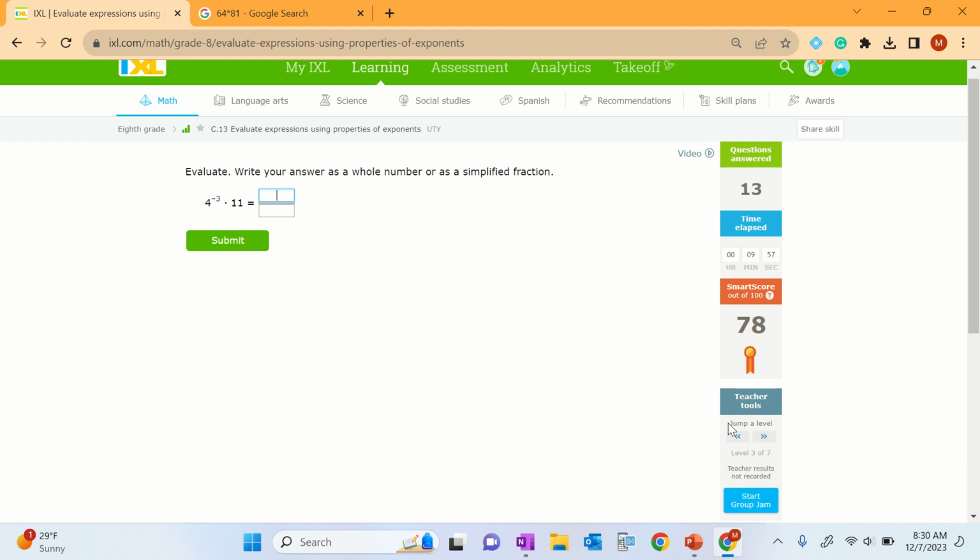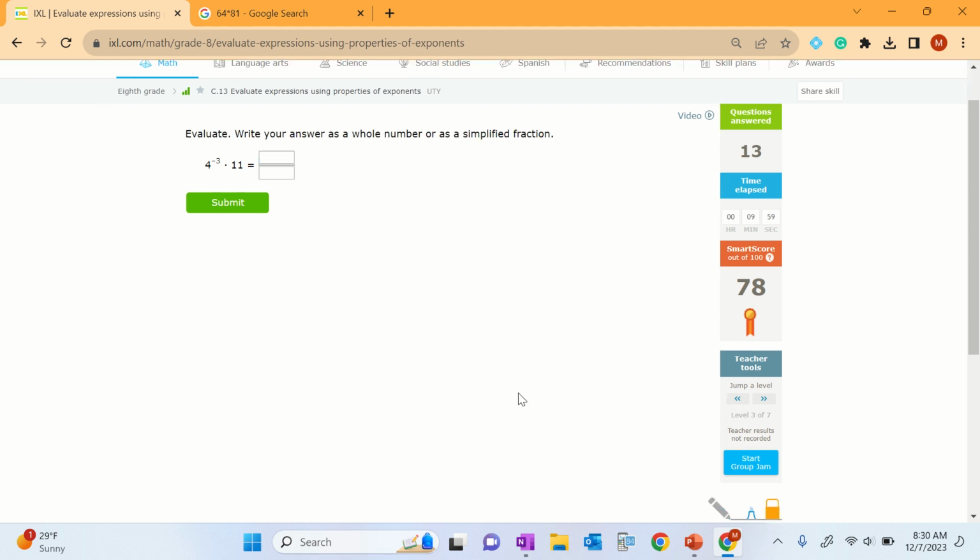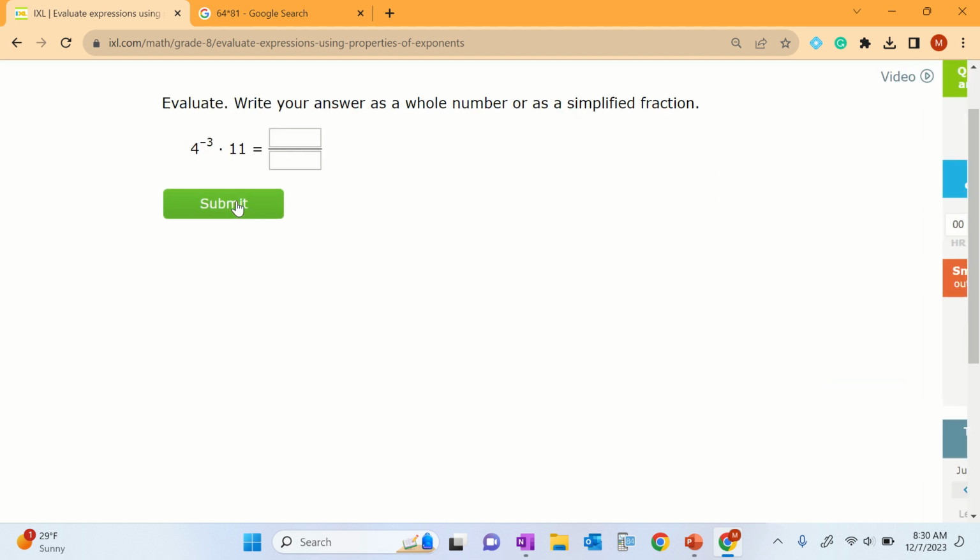4 to the power of negative 3 multiplied by 11. All right, here we go. So think about what the power of that 11 is. What's the power of that 11? It's positive 1. So we don't move it. It stays right in the numerator where it's at. That 4's got a power of negative 3. So we move it down to the denominator, and it becomes 4 to the power of positive 3.